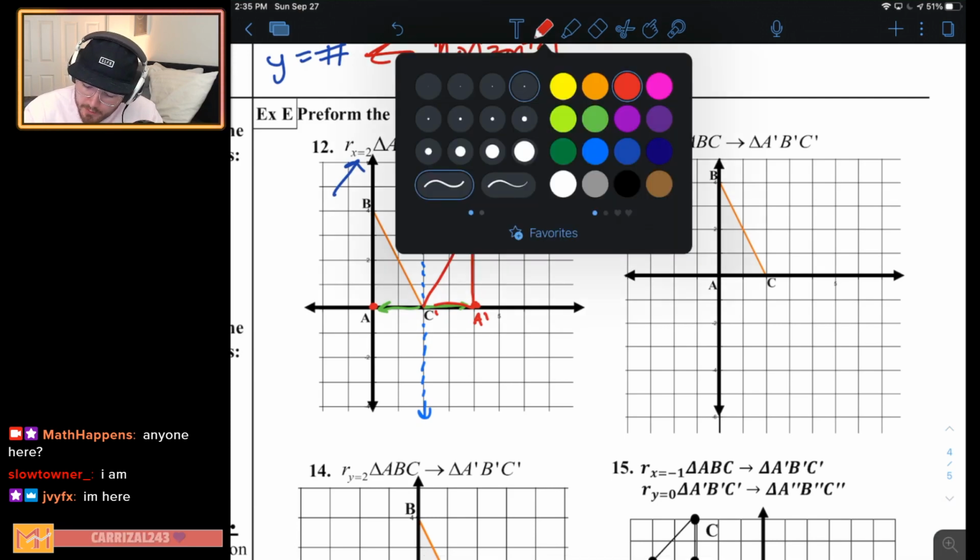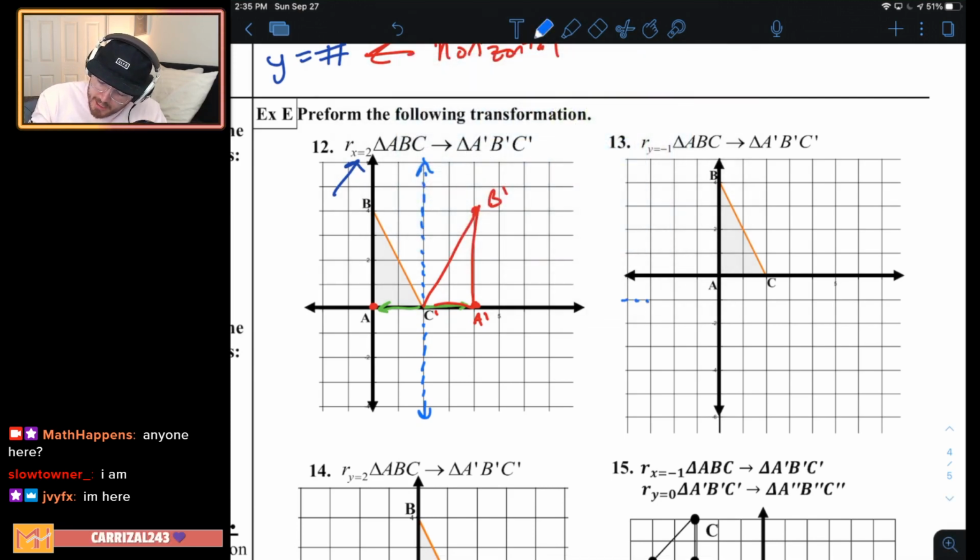Y equals -1. Okay, that means we have a line of reflection across that line right there. It's horizontal at -1. So when it reflects, A and C are both 1 above, so A prime and C prime are both 1 below the line of reflection. And then B is clear up there, 1, 2, 3, 4, 5 up above. So 1, 2, 3, 4, 5 down below. There's B prime.